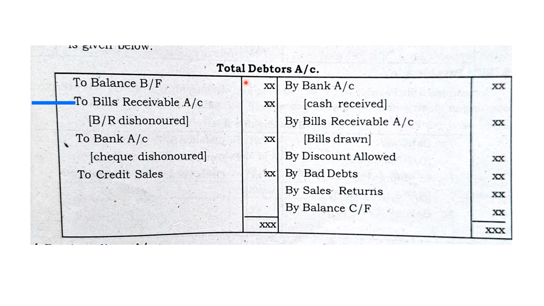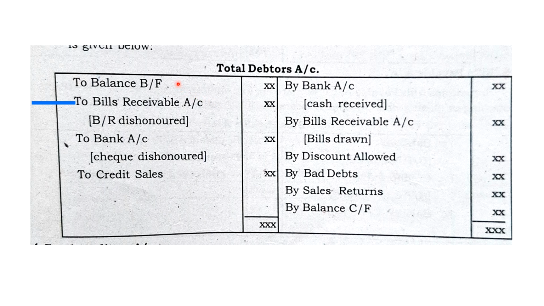The main purpose of preparing the total debtors account is either to find out the opening balance of the debtors, or the credit sales of the debtors, or it might be cash received from the debtors, or it might be closing balance of the debtors. So these are the four possibilities to prepare the total debtors account. Now we'll see one by one what records have to be made in the total debtors account.